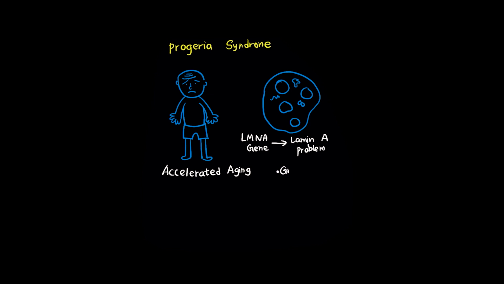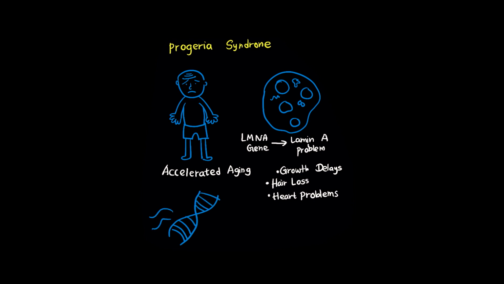This instability causes cells to die prematurely, leading to the rapid aging symptoms, growth delays, hair loss, and cardiovascular problems. Children typically appear normal at birth but develop symptoms within the first 2 years. The correct answer is LMNA testing, because detecting this specific gene mutation confirms the progeria diagnosis definitively.